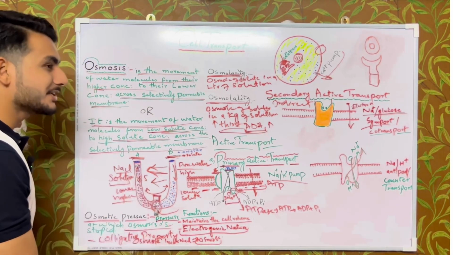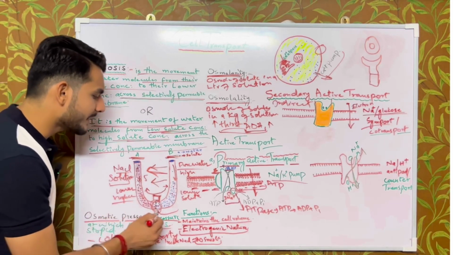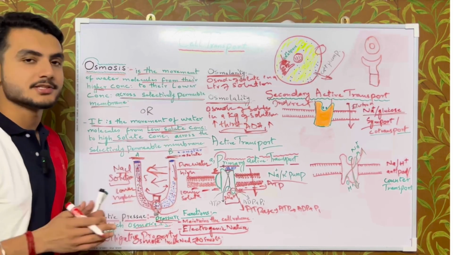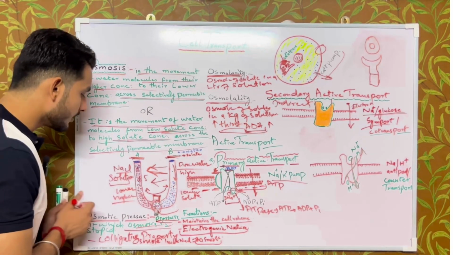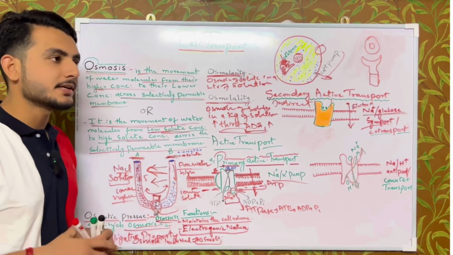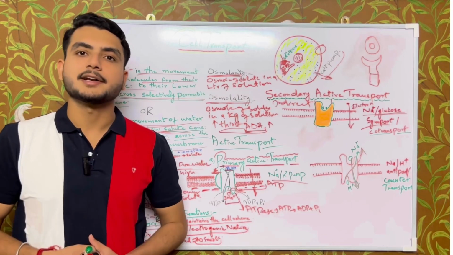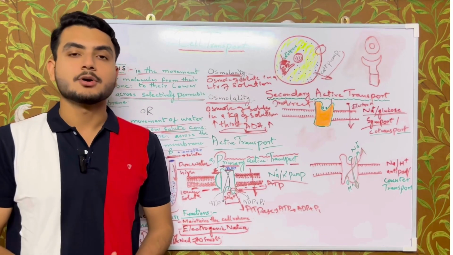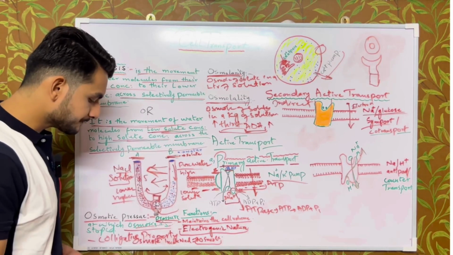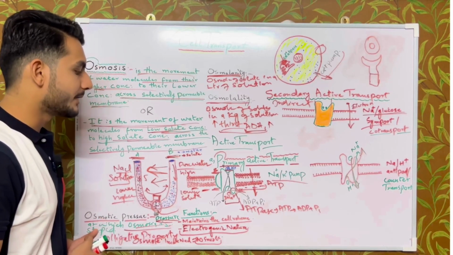Okay, and this pressure is known as osmotic pressure. What is osmotic pressure? Pressure at which osmosis stops. There will be no osmosis in this case at this pressure. So osmotic pressure is a colligative property, which means that it does not depend upon the size or mass of particles. It depends only upon the number of particles in a given solution. Okay, so osmotic pressure is a colligative property.